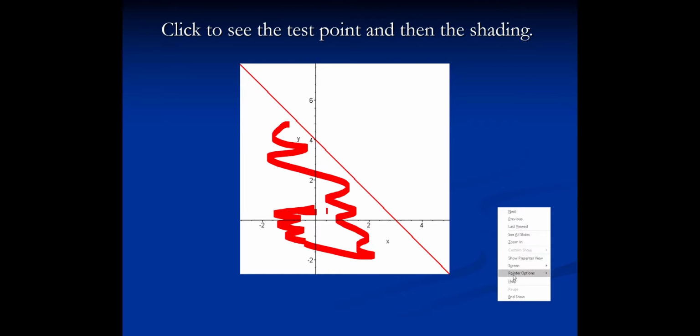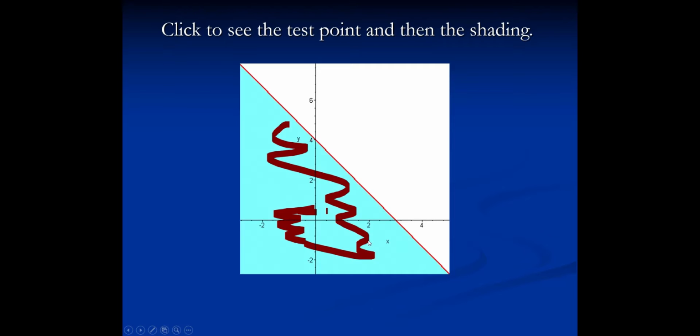Now I can actually just give my pointer back to myself, and if I click, there is the point. The point is on this side of the line, so if I click that point (1, 1), I would be shading down here on this side of the line. So that's what it would look like, a little bit neater, you might say.